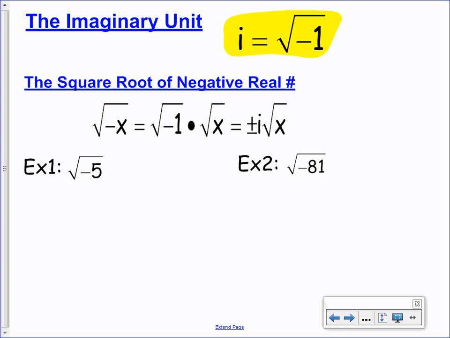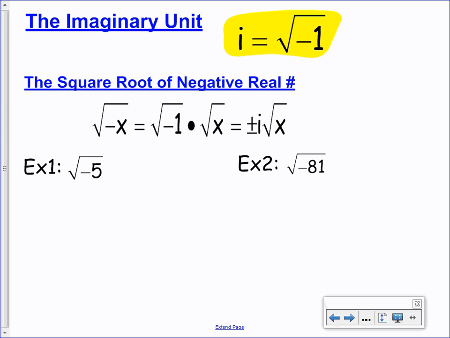So, for example, when you're solving a square root of a negative number on your calculator, your calculator doesn't do imaginary numbers, but you can. All you have to do is pull out an i, the imaginary part, which is the square root of -1, and it just becomes i root x. Don't forget the plus or minus.